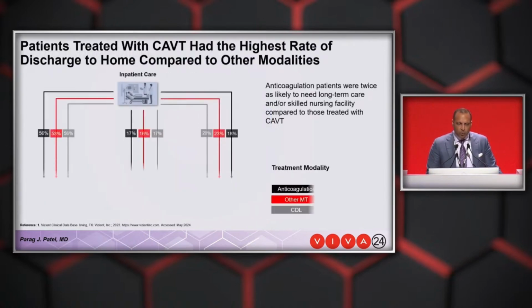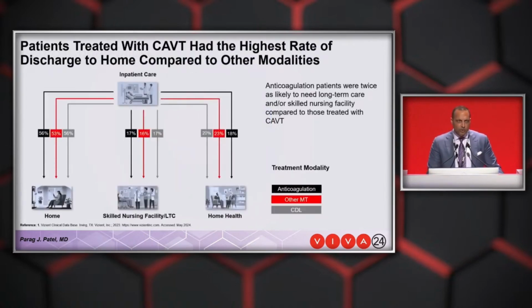And I think furthermore, and probably just as interestingly as the other data we've reported, the discharge disposition of patients treated by different treatment modalities was studied as well. I think an important factor of this type of data analysis. Similarly, across the anticoagulation, mechanical thrombectomy, and CDL groups, we saw home discharge roughly in the mid-50% range with a significant number of home health care utilization and a corresponding discharge to skilled nursing facilities or long-term care facilities.